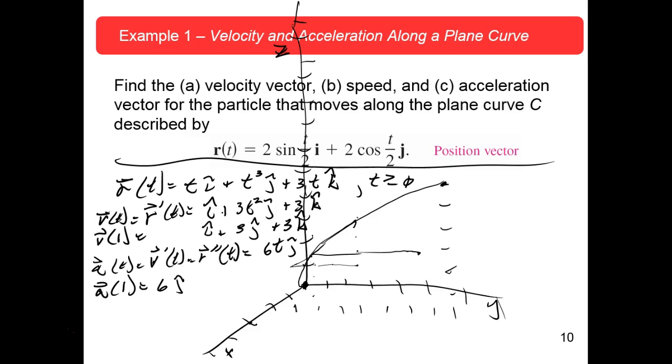V of 1 would be i plus 3j plus 3k, and A of 1 would be 6j. Yes. Got it. All right. Drawing these pictures, trying to draw a three-dimensional graph on a two-dimensional board does nothing for me at all. So let's erase what we've got.